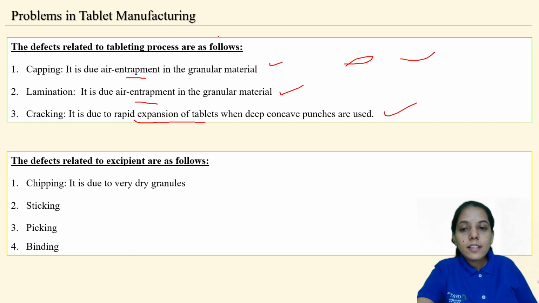Now next is the defects related to the excipients, like chipping. It is due to very dry granules. If the granules are too dry, then the chipping may occur. Sticking, picking, binding we are going to see in the next part.